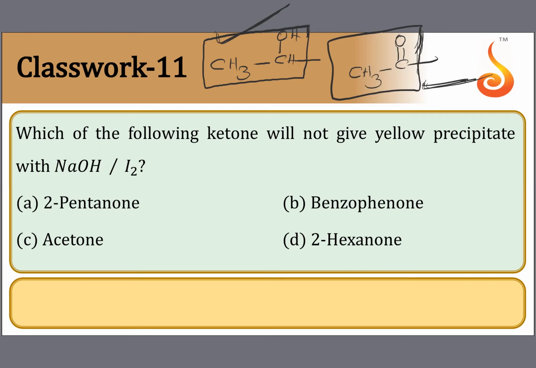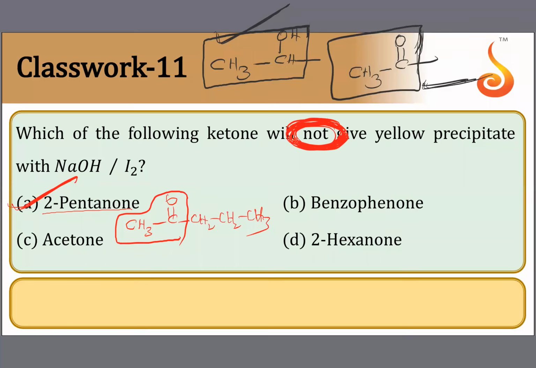So you check 2-pentanone, CH3, CO, CH2, CH2, CH3. Because of this group, it gives the iodoform test, no? Will not give. One more thing, 'not', incorrect, wrong statement: such types of questions are very dangerous. Better you circle that 'not'. You should focus on the wrong statement. A is the right statement.